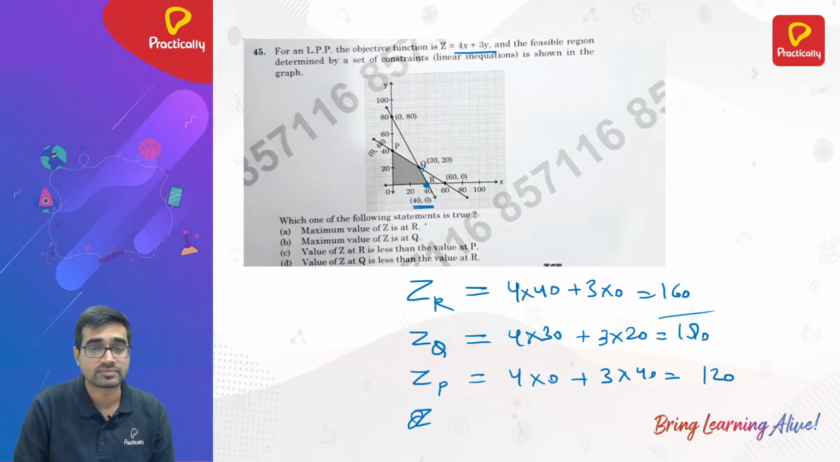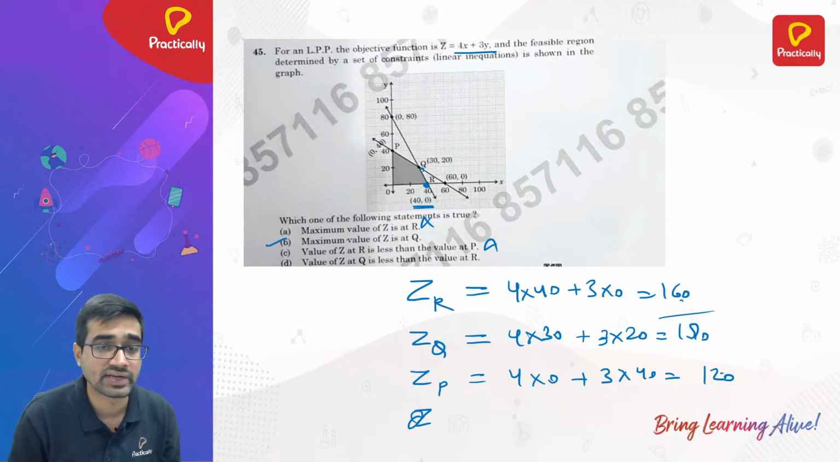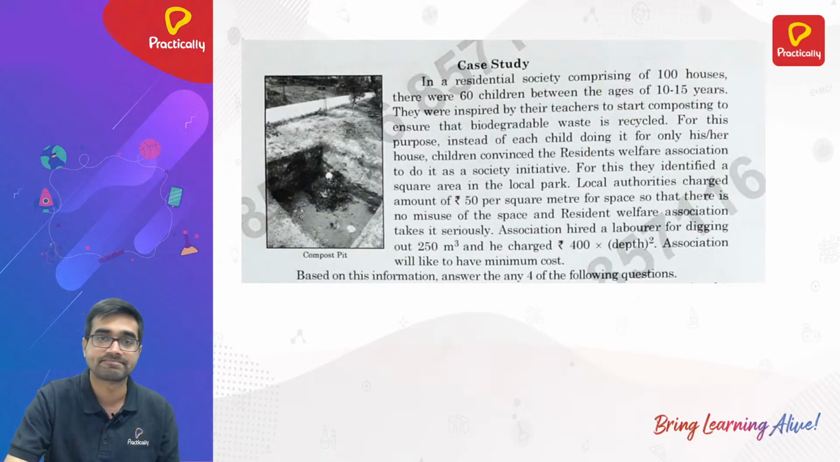160, no, wrong. Maximum is at Q, that's true. Value of Z at R is less than the value at P. No, 160 is more than 120, wrong. Z at Q is less. No, it's still wrong. 180 is more. Highest is 180. So this is right.